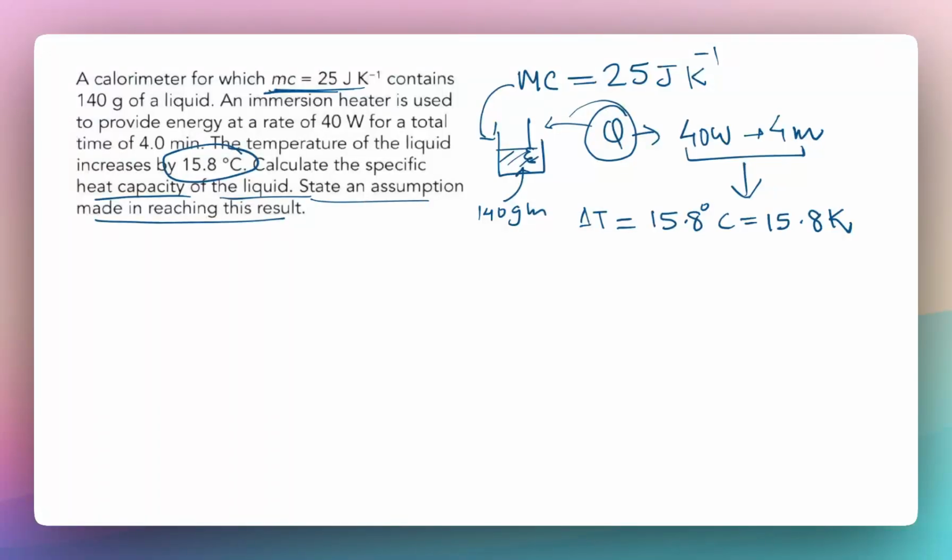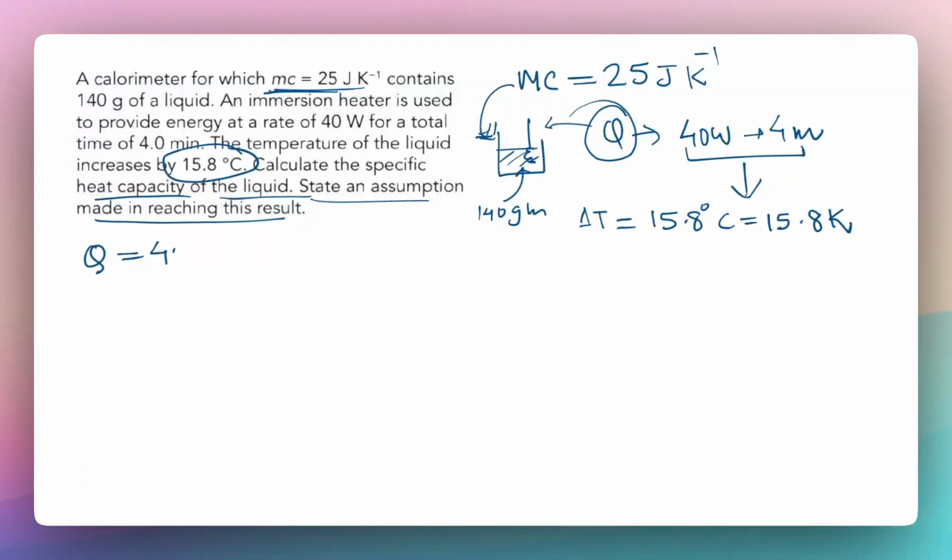So the assumption is that basically no heat is lost. If no heat is lost, the law of conservation of energy will guarantee that whatever heat is coming into the system is used by this. So first let's compute how much heat actually enters the system. So we're going to compute the Q.